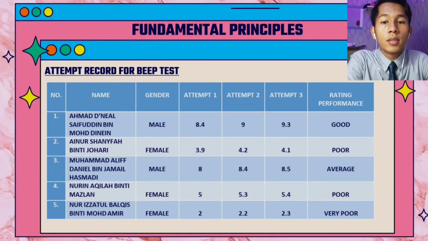This slide shows the attempt record for the beep test. It should have the number of participants, name, gender, the result from each attempt, and lastly the rating performance. This table is used to identify the rating score for a participant from the attempt, either excellent or poor performance.